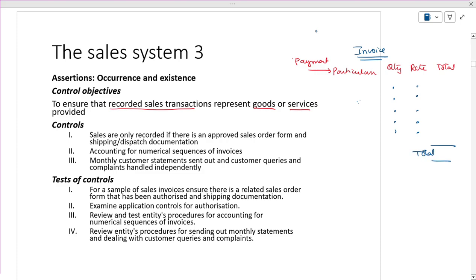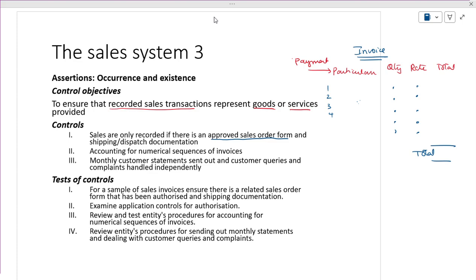First, what you will do is see how many items we have purchased: 1, 2, 3, 4. Whether 4 items are there or not. This is how the system will work. What are the controls? Sales are only recorded if there is an approved sales order form. You see the evidence. Okay.